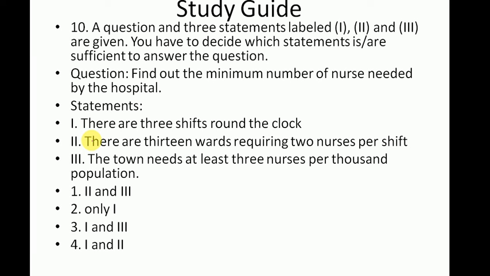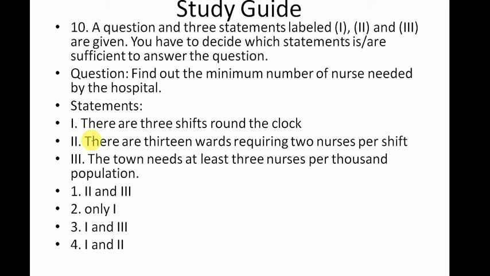Now statement 2 said there are 13 wards requiring 2 nurses per shift. So if I just calculate 13 wards taking 2 nurses one shift, 13 into 2 is 26, and 26 into 3 shifts will be 78. Now I can clearly find how many nurses are required.